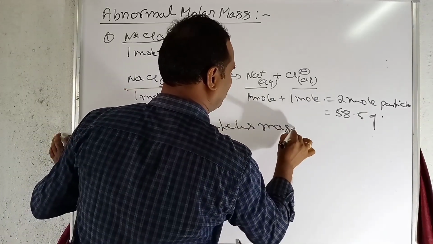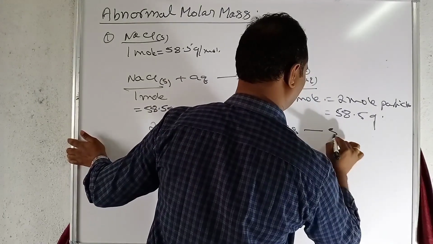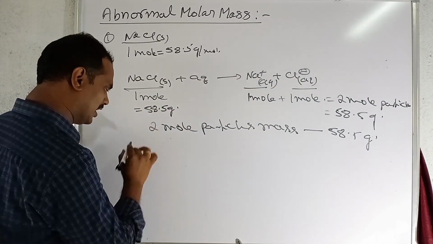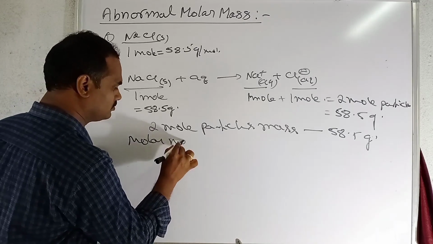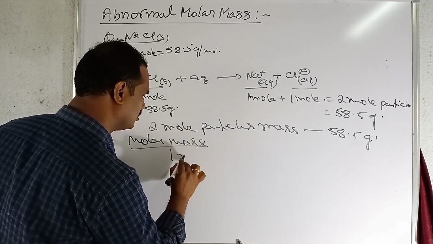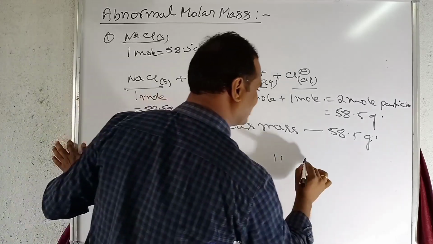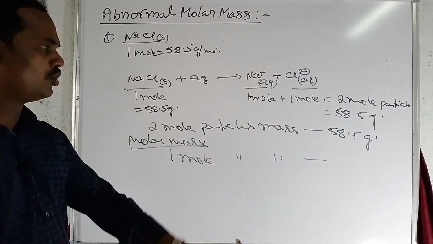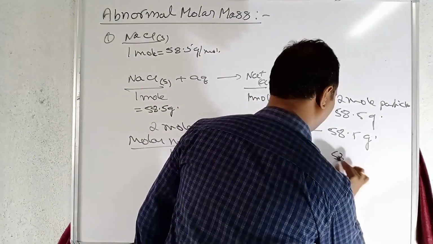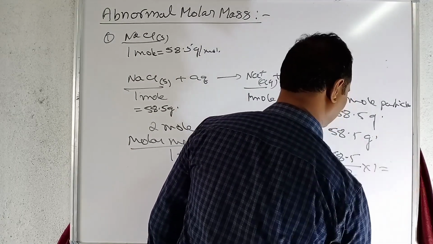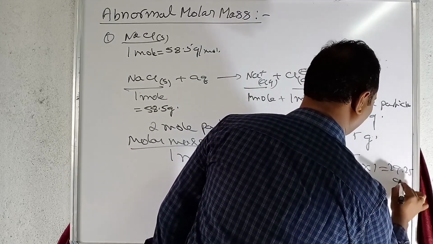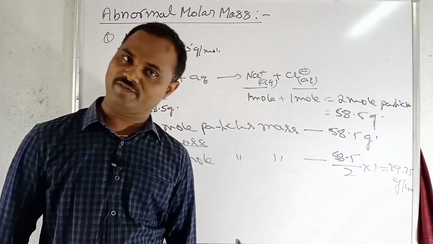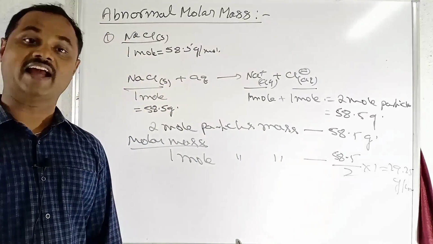So here, 2 moles of particles have mass 58.5 grams. Now to calculate molar mass, molar mass means the mass of 1 mole of particles. What will happen? 2 moles is 58.5, 1 mole mass, cross multiplication: 58.5 by 2 into 1, that is 29.25 gram per mole. We are expecting 58.5 grams, but we are getting a lower value.